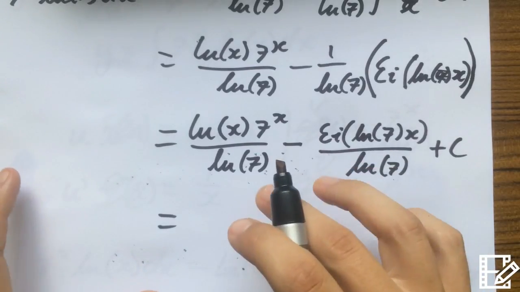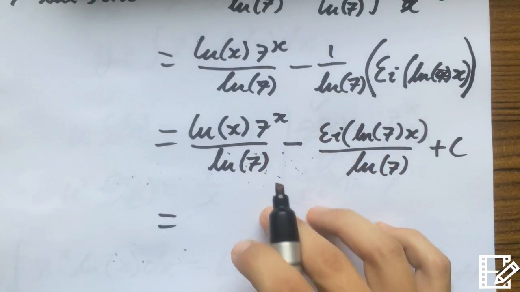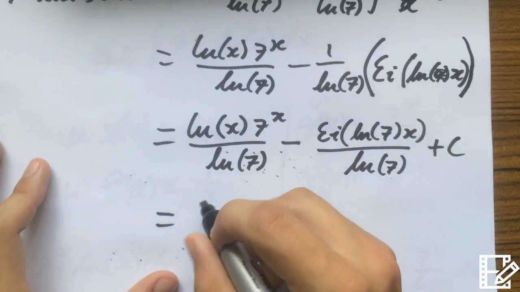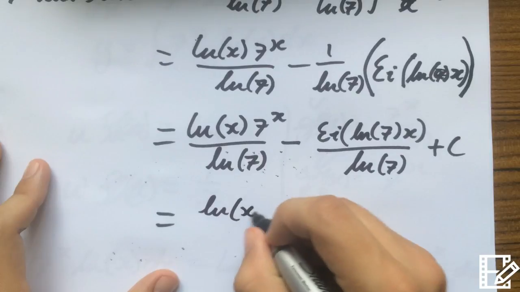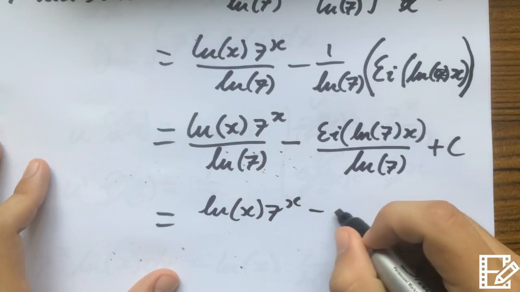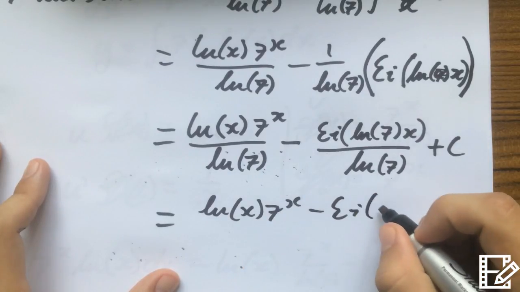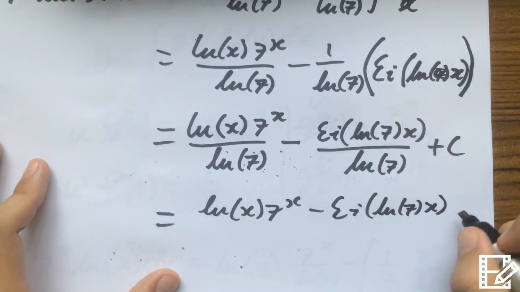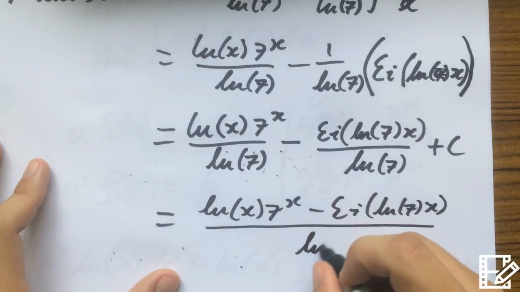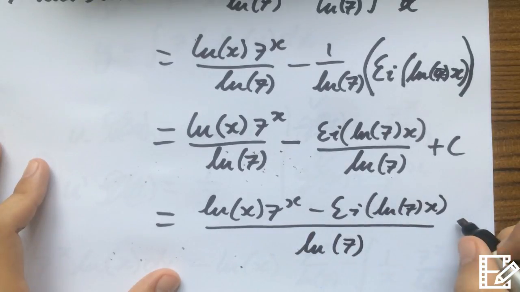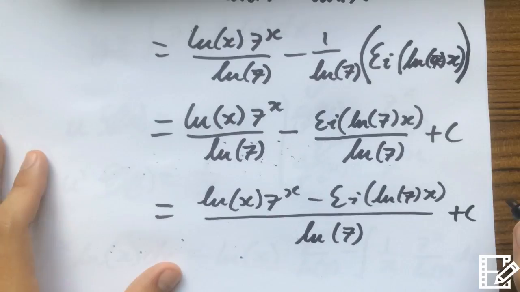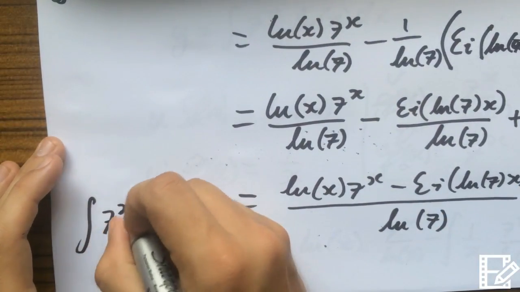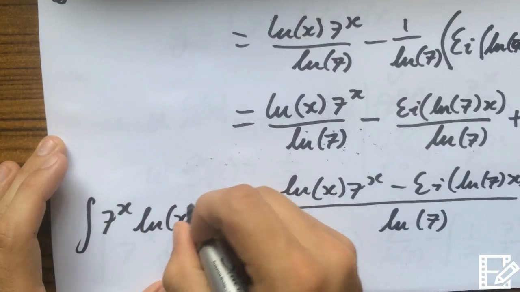Okay, so now that's basically it. You can, if you want to, make it look a bit neater and just join them. So you'll have 7x minus Ei of ln 7x over ln of 7, because they have the same base. And that is the integral of 7x multiplied by ln of x.